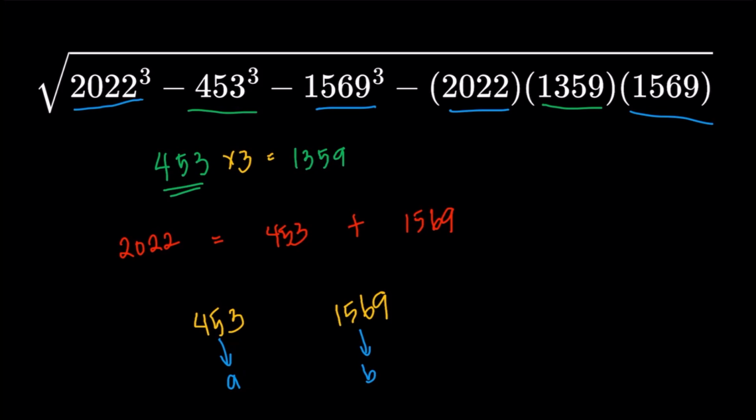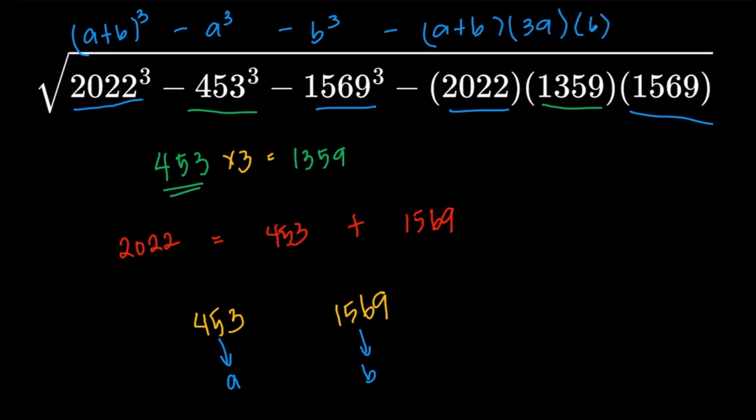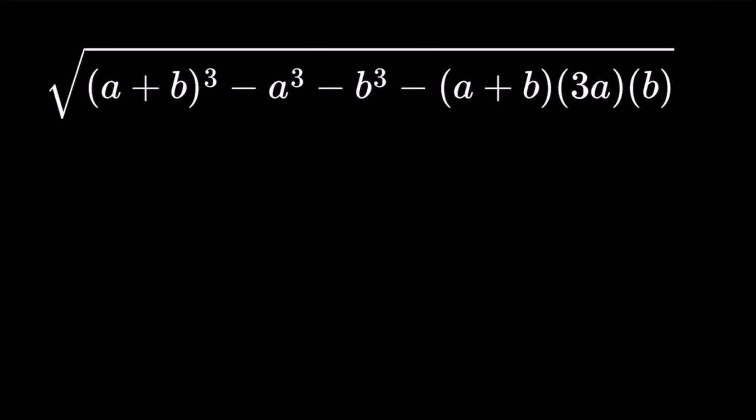The reason we want to have it in terms of A and B is because I'll try to represent it algebraically. So the 2022 is going to be A plus B, so that's going to be A plus B cubed minus A cubed, that's the 453 cubed, then minus B cubed, and then everything else can be represented in terms of A and B. Now the 1359 is 3A, 1569 is B. So the radicand becomes this.